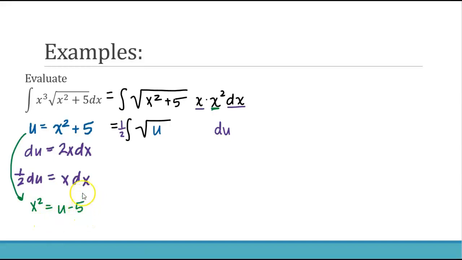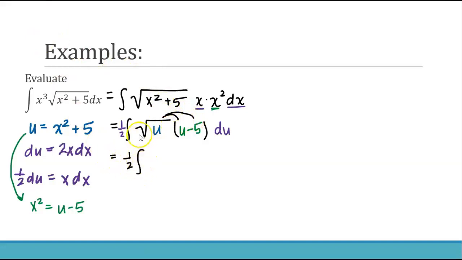So this should feel pretty familiar. It's just a little twist on a problem we did earlier. So if I replace x squared with u minus 5, now I will be able to distribute and then take the antiderivative. So we would have to distribute first this radical u to both pieces.